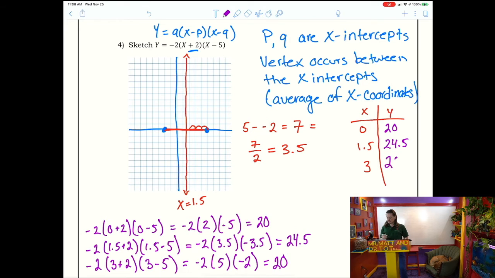So now I can plot all these points, and again I'm going to count by a different value. Let me count by 10 for every 3. So at x is equal to 0, y is equal to 20. So we're right here. When x is equal to 1.5, we're at 24.5. This is just a sketch, so you don't have to be super detailed about it. It's about right there. And at 3, we're at 20. So we can connect these points together and sketch out our graph.